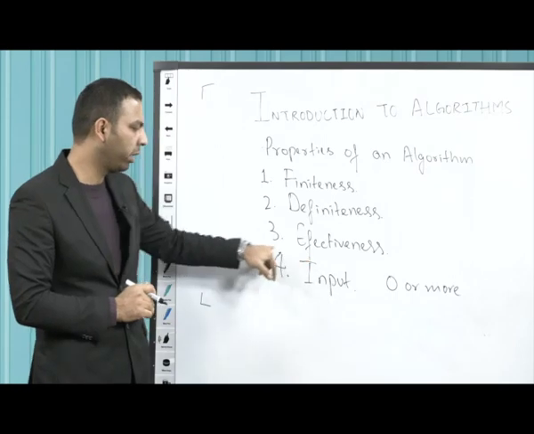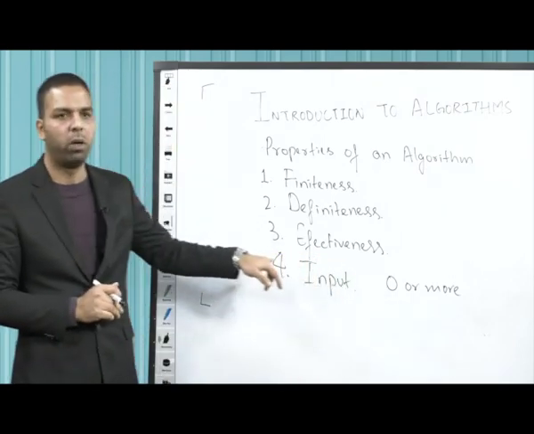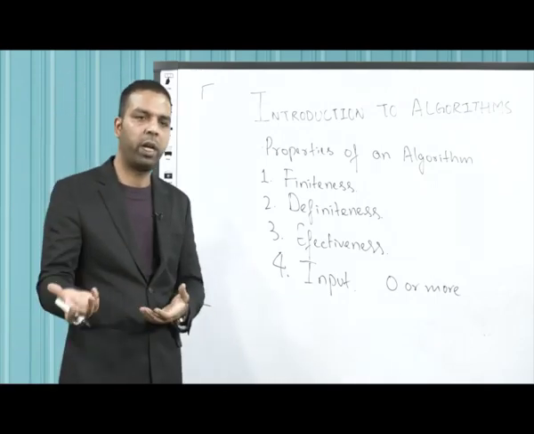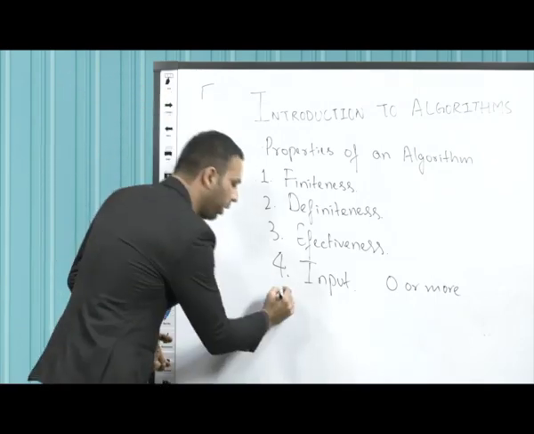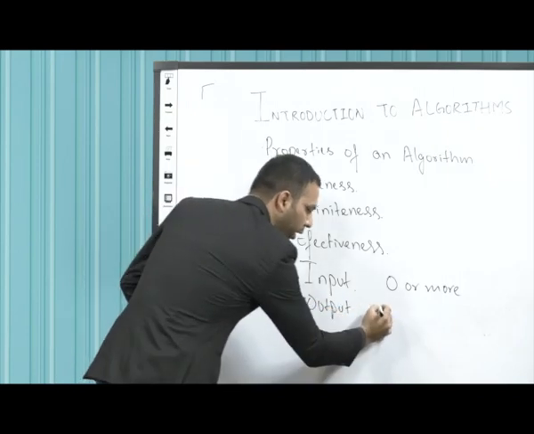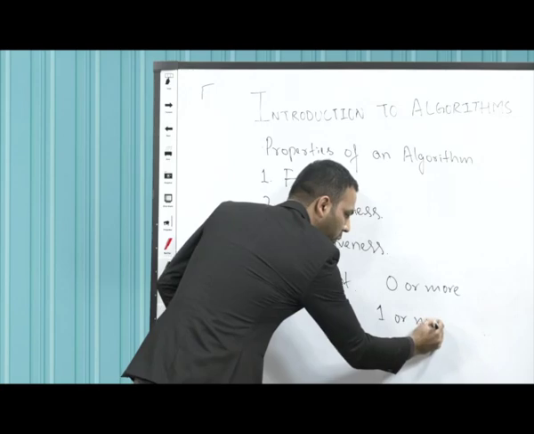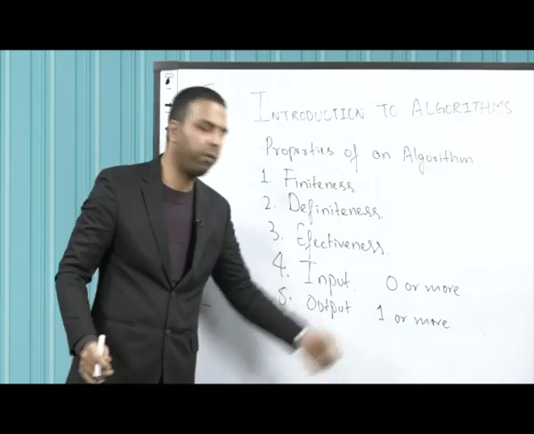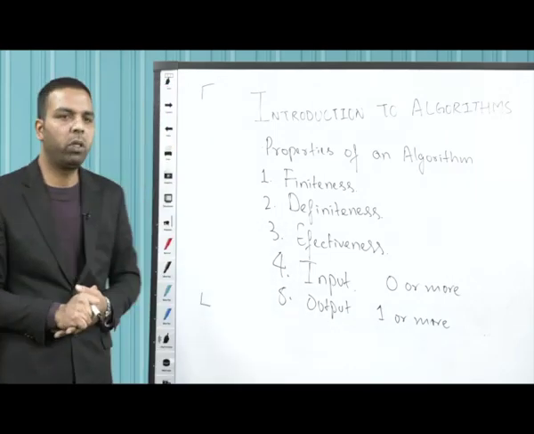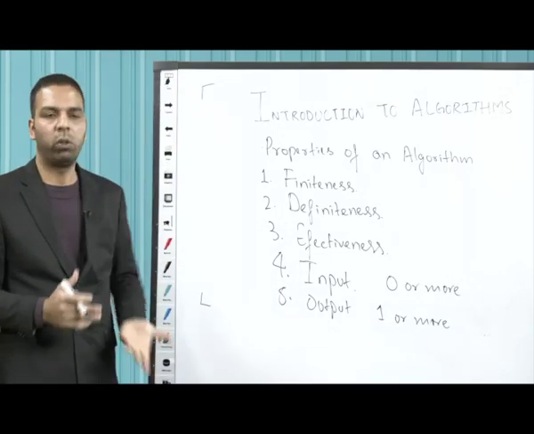Means this step is not necessary, okay? But it's not necessary for that algorithm which does not interact with the user, which does not take any input from users. The last one is output. So output is necessary, 1 or more. You can see here I have written 0, but here I have written 1. So an input is 0 or more, means the input is not necessary, but an algorithm can take input.